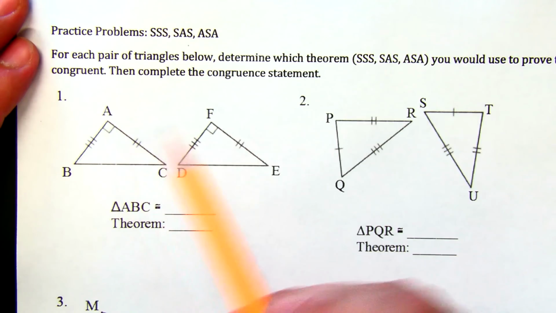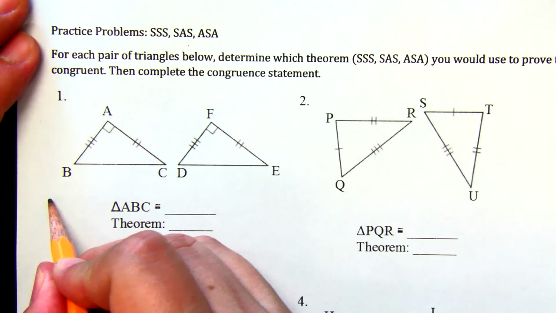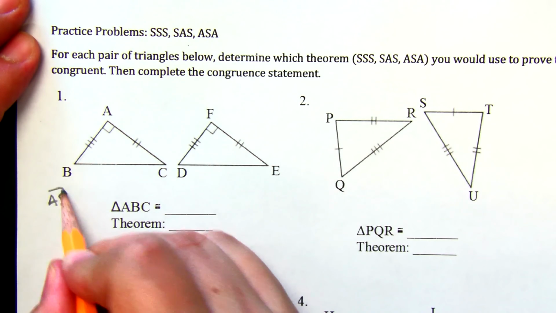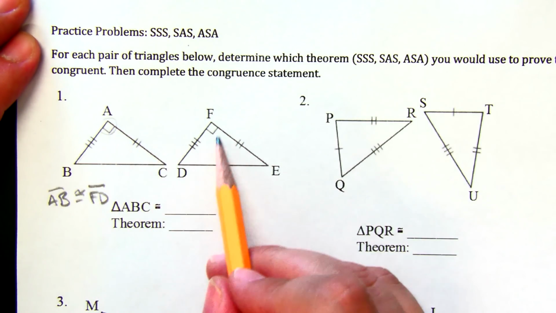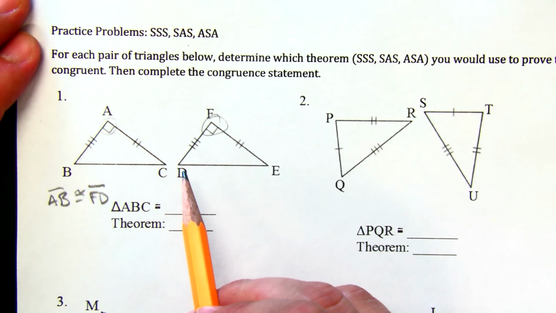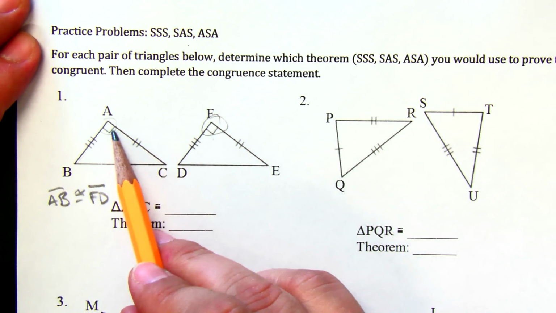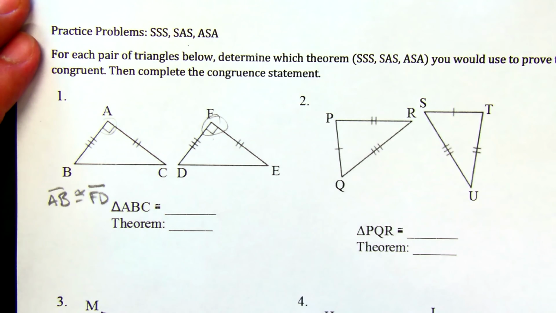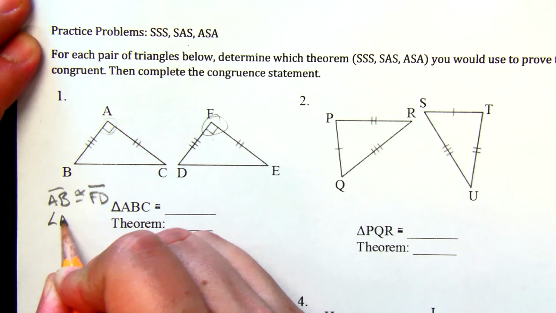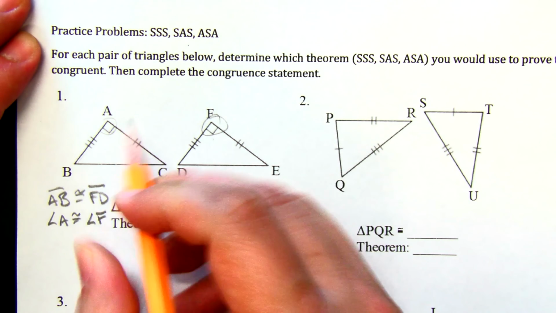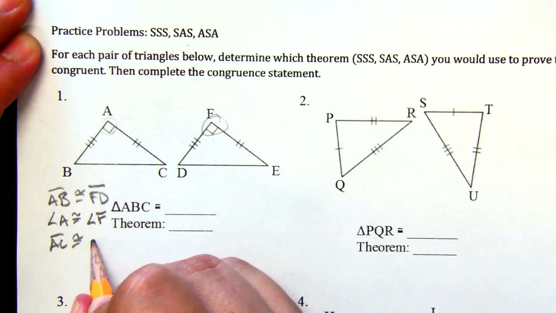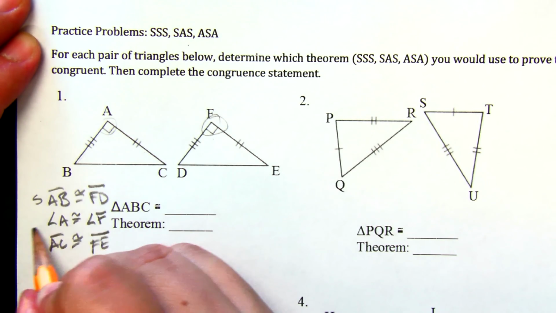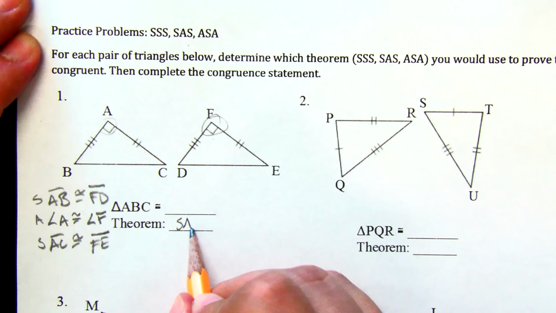All right, we've got AB, FD, right? Let's write that down. AB is congruent to FD. These two angles, it doesn't say that they're congruent, but it does say that they're both right angles. So they're both 90 degrees, so they're the same measure, so they're congruent. So we can say angle A is congruent to angle F, just going around, right? And then here we've got AC is congruent to FE. So we have sides, angles, sides. Well, looks like side, angle, side.